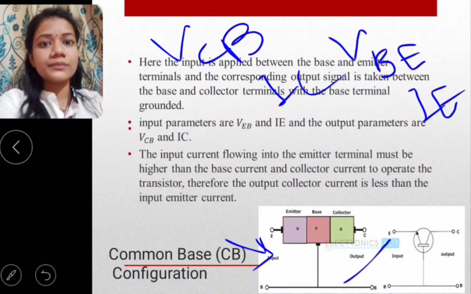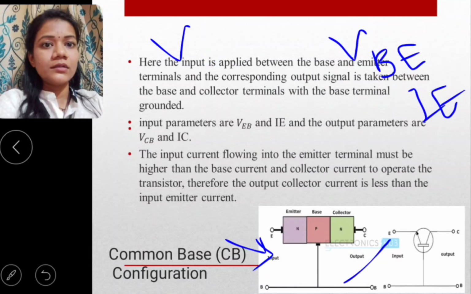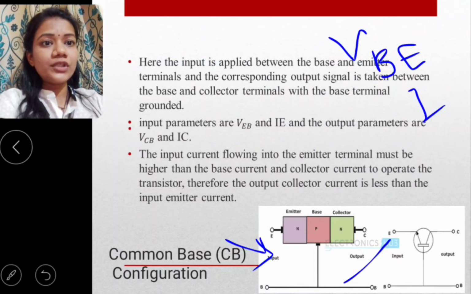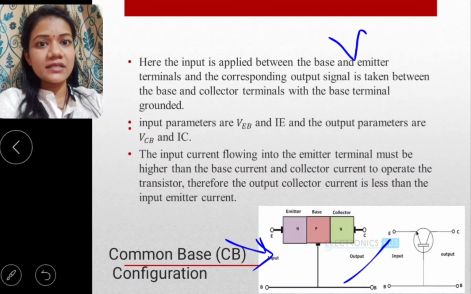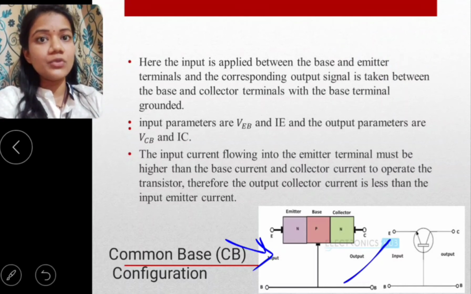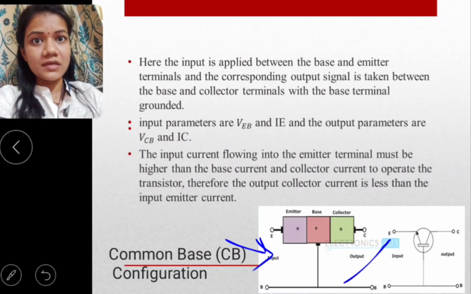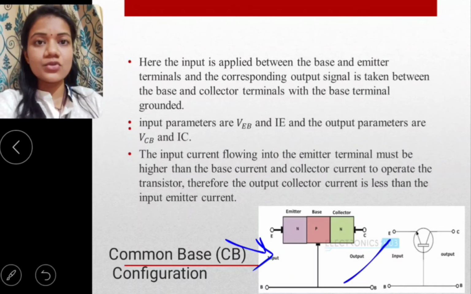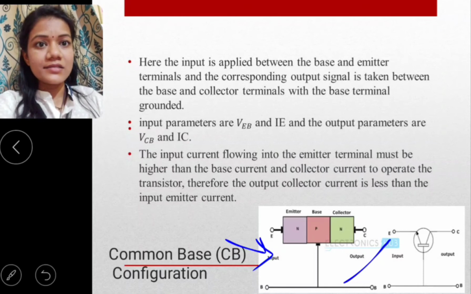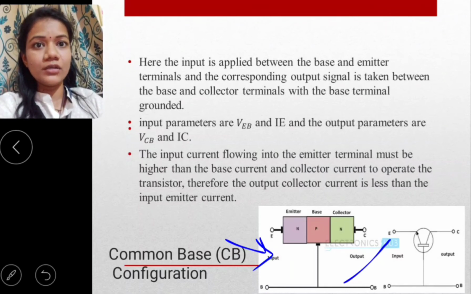Now, the input current flowing through the emitter terminal must be higher than the base current and collector current. As we know, the emitter current is the sum of base current and collector current. So the emitter current must be higher than the base and collector current to operate a transistor. Therefore, the output collector current is less than your input current.